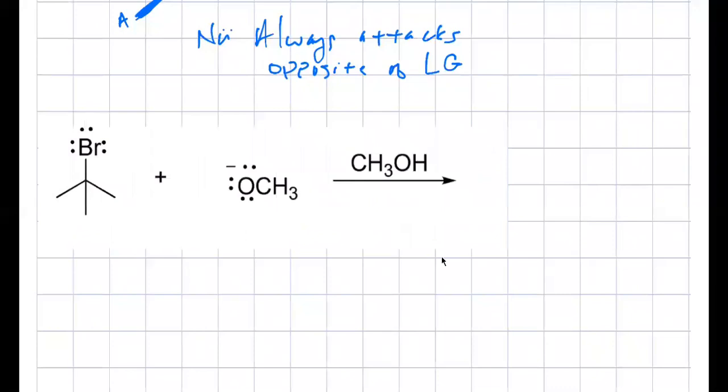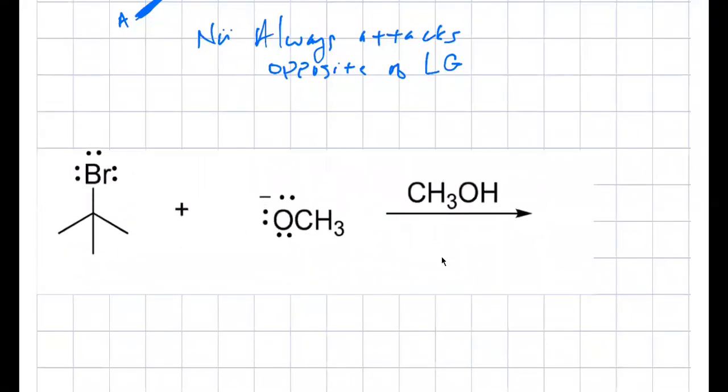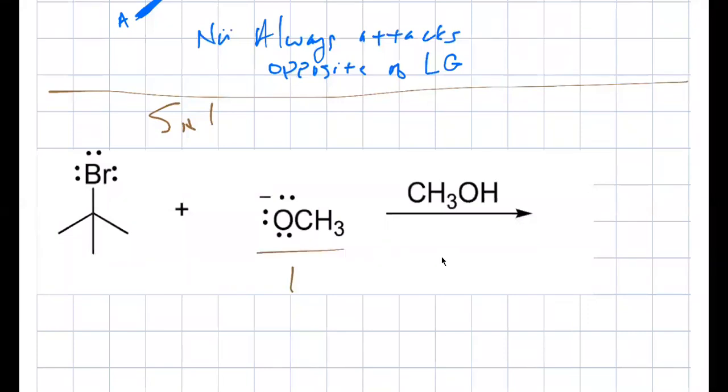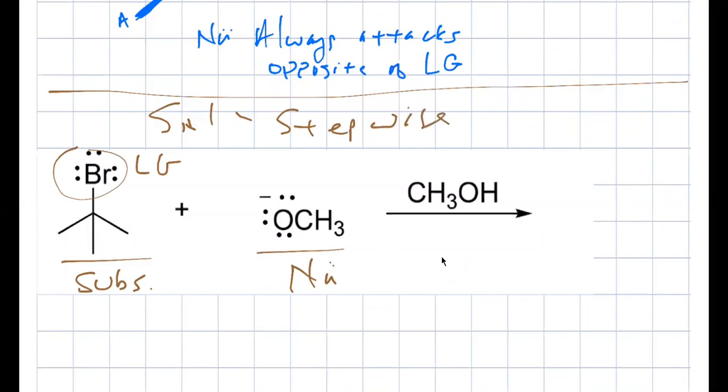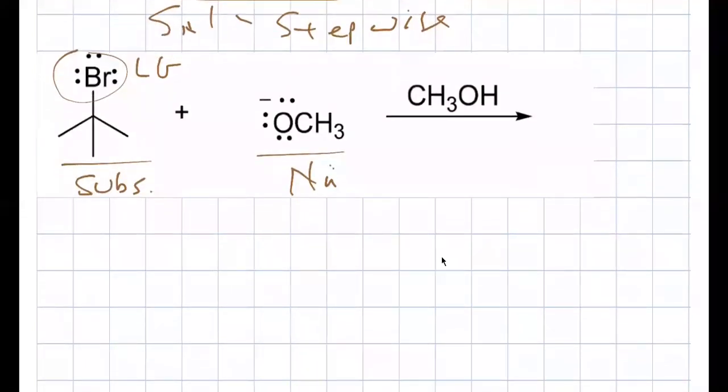So this is going to be an example of an SN1. Here's your nucleophile. Over here is your substrate. And bromine is your leaving group. This reaction is different. It's not concerted. It's actually stepwise. And the first thing that happens is what? Somebody tell me. The leaving group leaves first. Loss of leaving group.